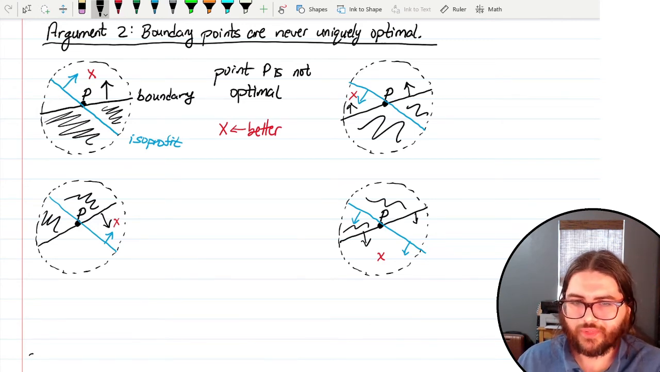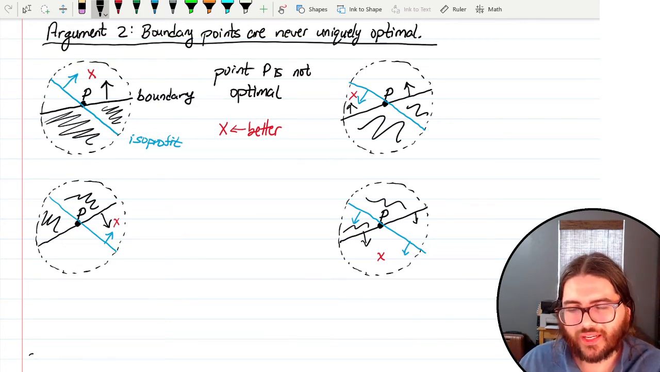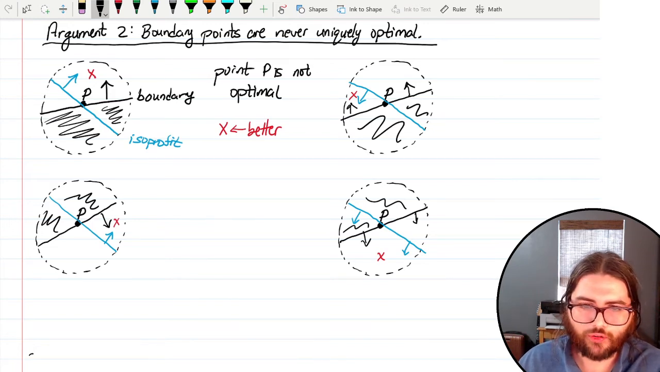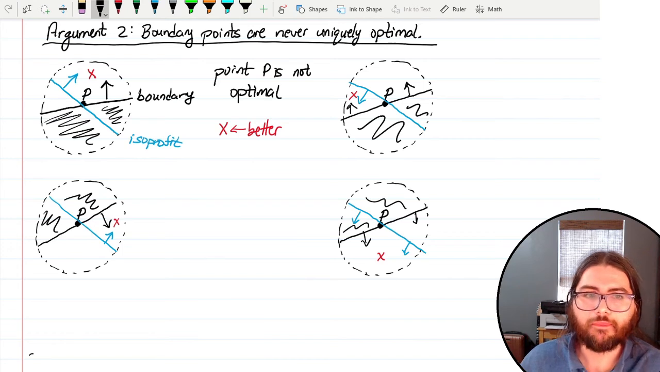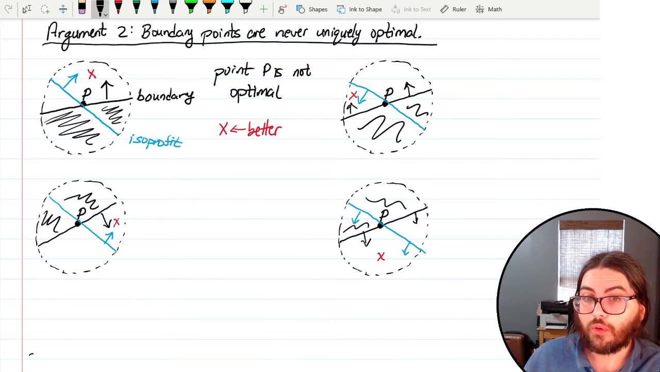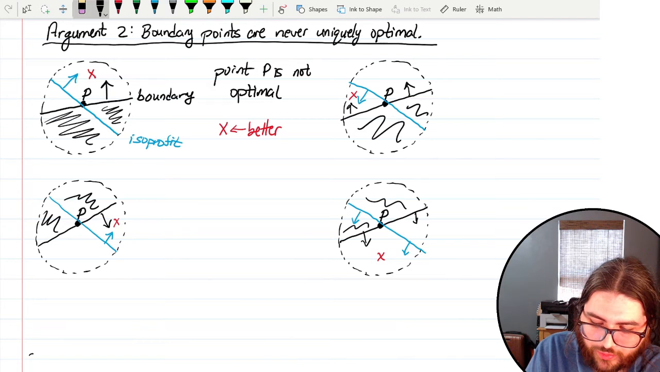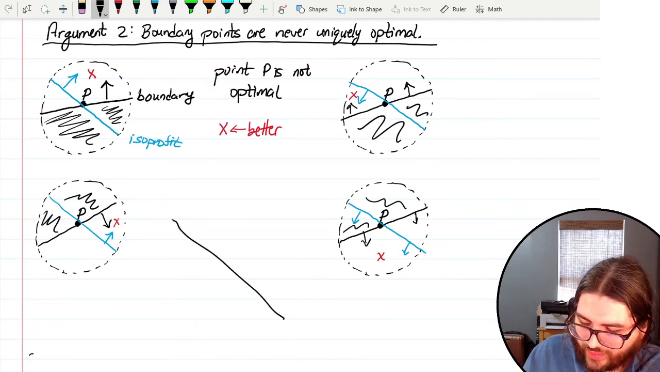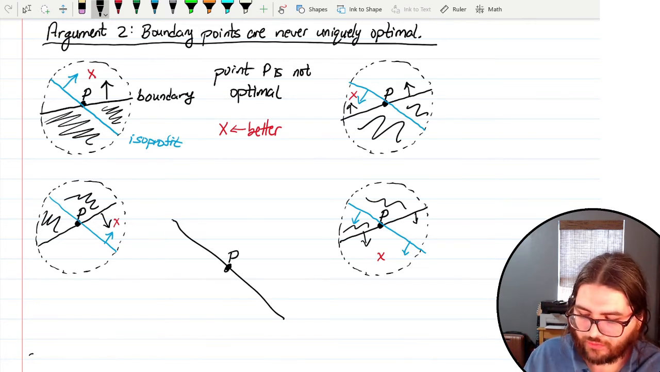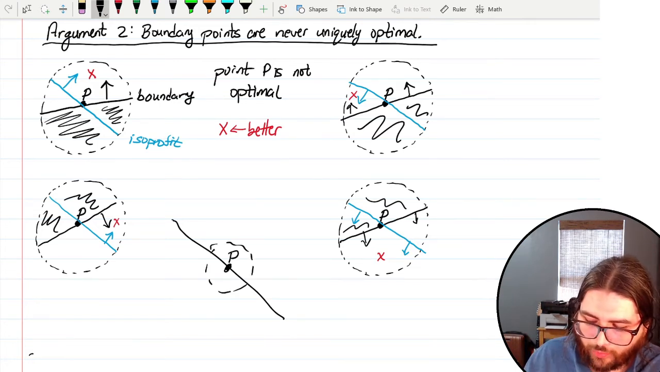I didn't squiggle it out the same way I did the boundary line because they're not really eliminated. It's just I'm looking for better than what I have. I'll always be able to find that inside my circle. And remember, inside the circle, the point where I'm currently standing is a boundary point. You can see, if I zoomed out, this would be point P on the boundary, and I've drawn that circle around the boundary, which contains the isoprofit line.